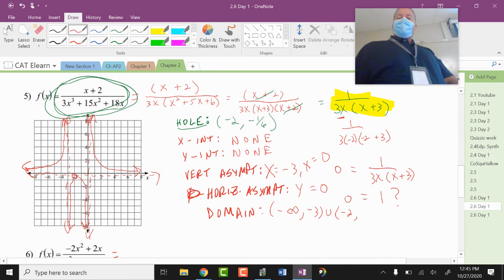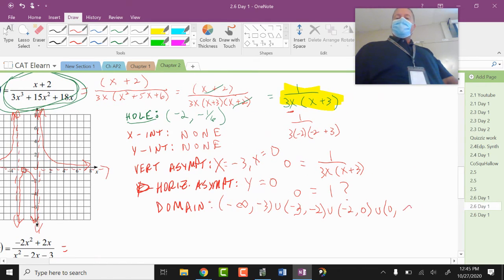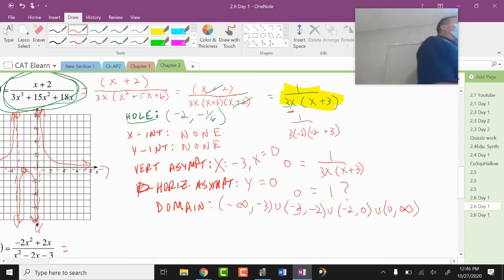I just did that wrong. It's -3 to -2. And then it's -2 to the other asymptote. And then it's after the asymptote forever. Oh my goodness. It would have been a lot nicer if I could just say the domain is everything but -3, -2, and 0. That was nicer back in the day.